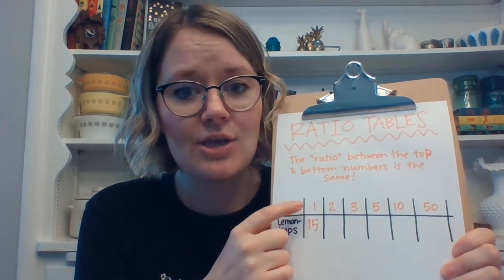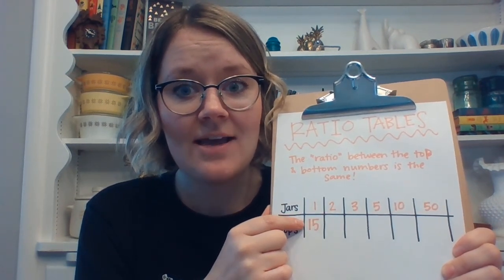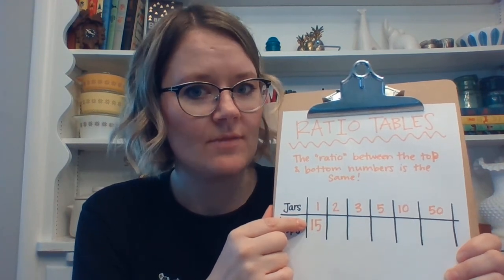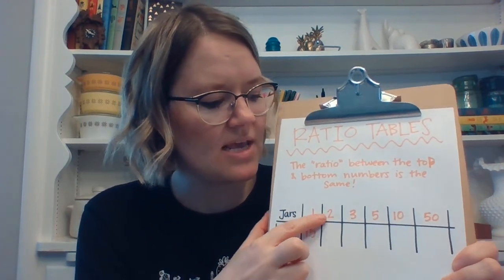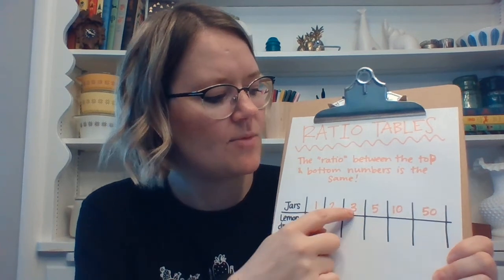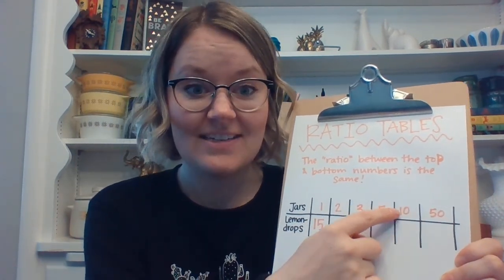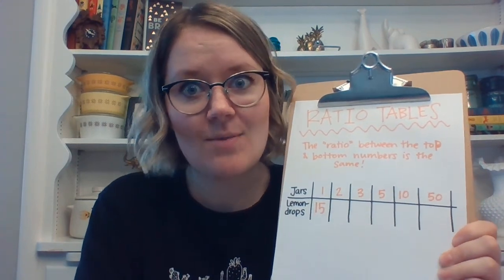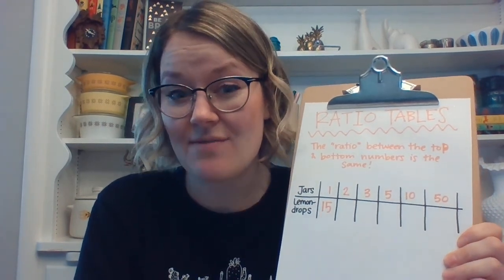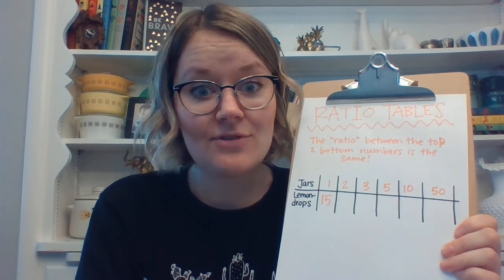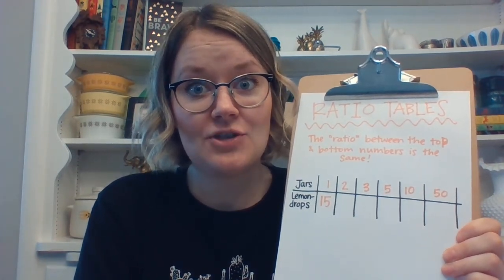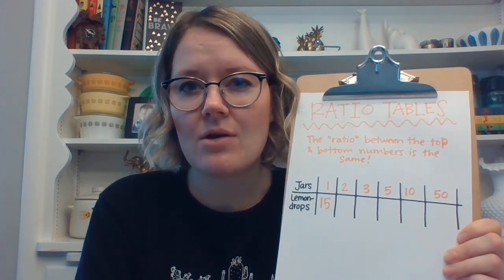Now, I can use what I know right here to help me figure out how many lemon drops would be in 2 jars, how many would be in 3 jars, 5, 10, and 50. The important thing about a ratio table is you don't have to go in order, but you do have to understand the relationship between the numbers and maybe even model how you got that.